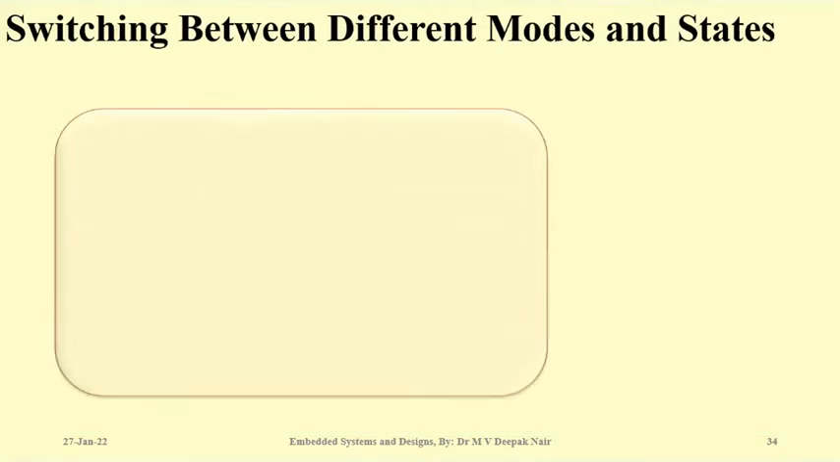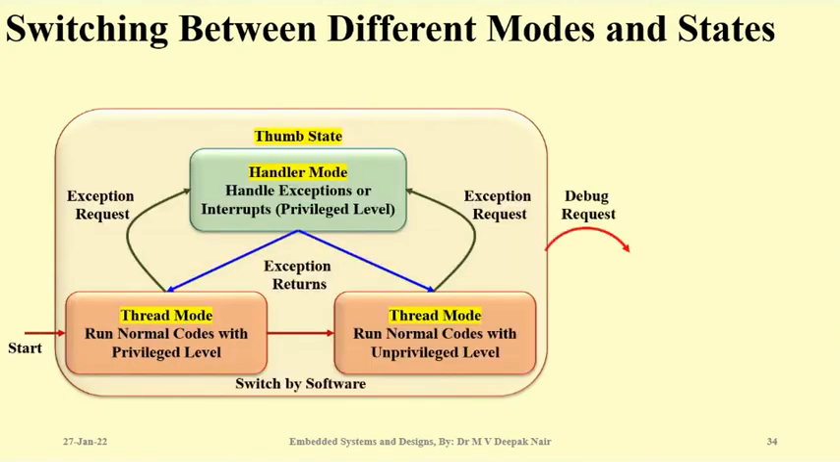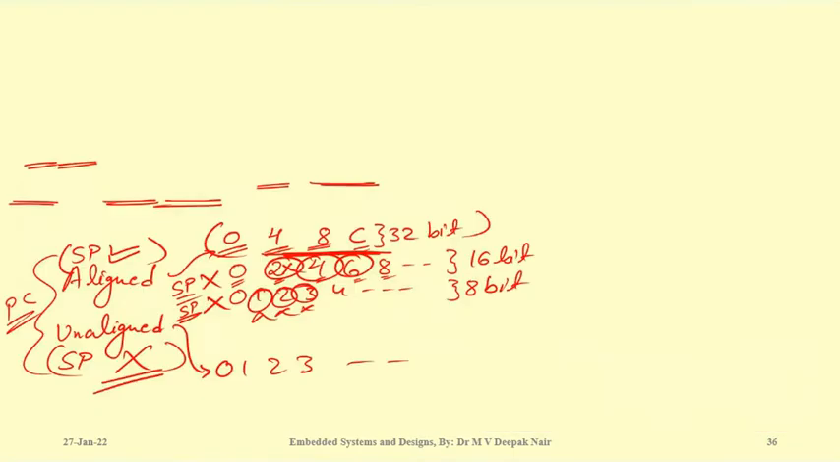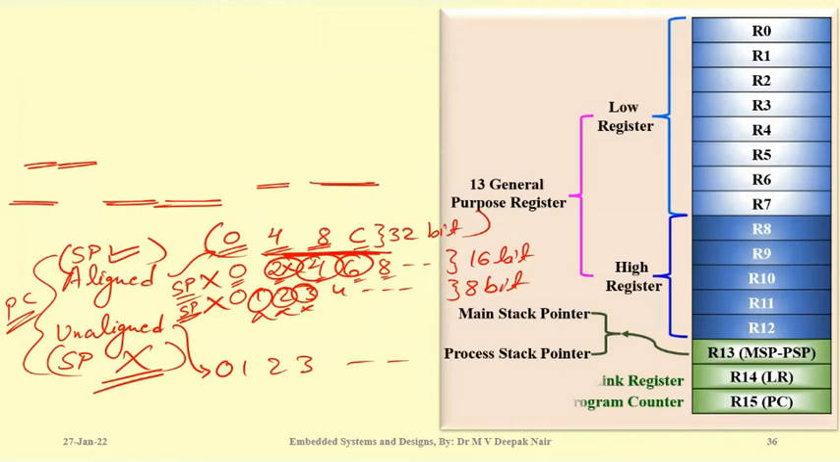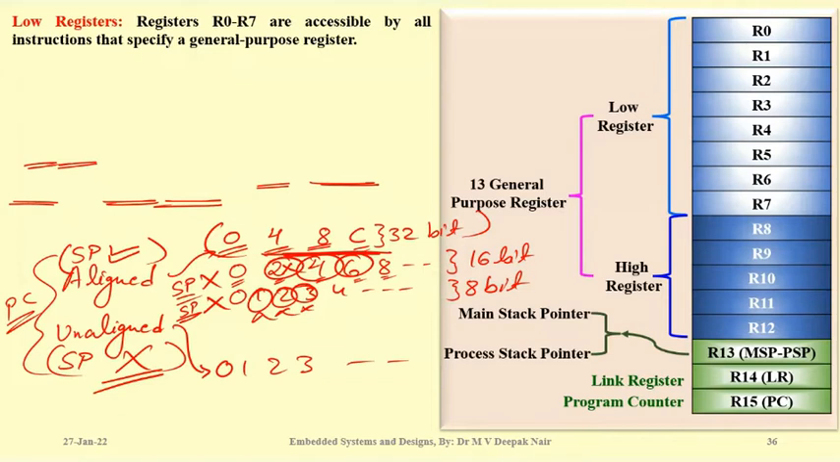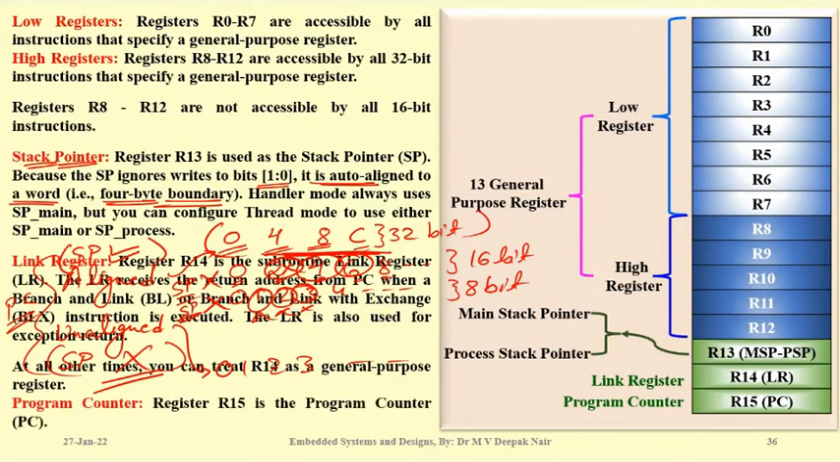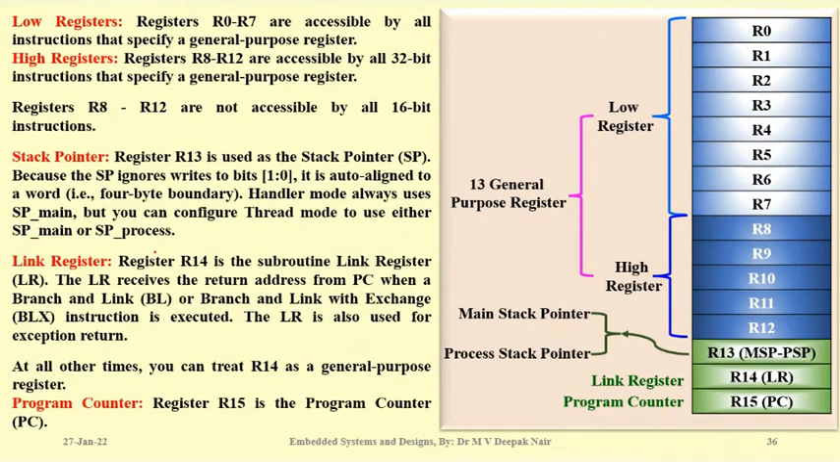Okay, so this is all we covered. This is one very important point for stack pointers: they do not support unaligned memory. They always support a 4-byte boundary. That means 0, 4, 8, C.